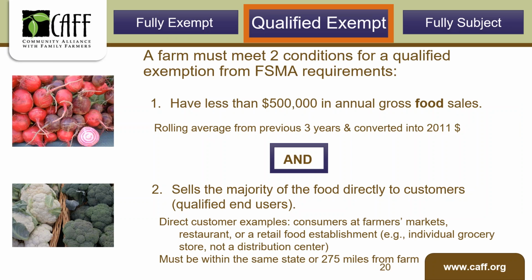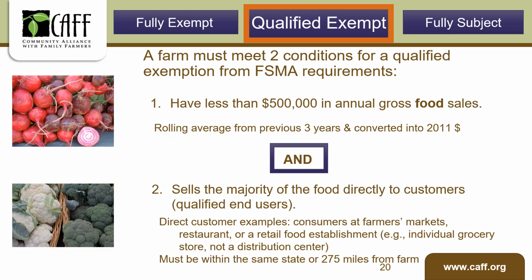So two conditions must be met for a farm to be considered qualified exempt under FSMA. The first is that the farm has to have less than $500,000 in annual gross food sales. So that's all food sales. That includes any crops you grow for animal feed, any crops that you grow that are dairy or meat, or any other types of human food beyond just produce. So if you have meat and dairy and soybeans under your same business name and entity as your produce sales, you have to include them in that $500,000 when you're looking to see if you're under or over this threshold. So that's the first point.